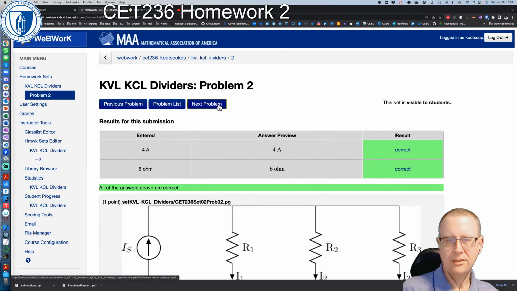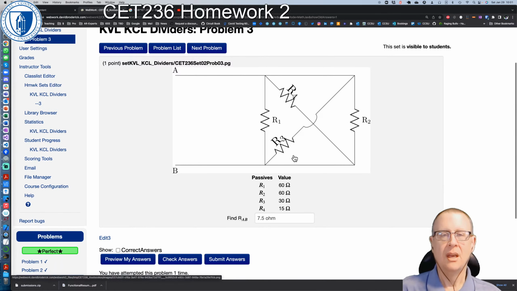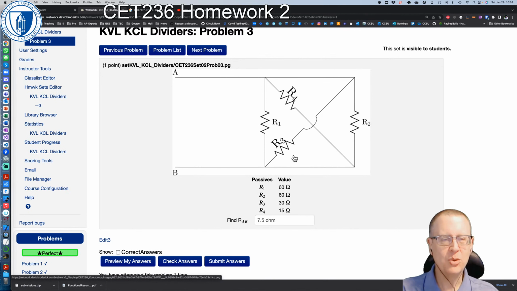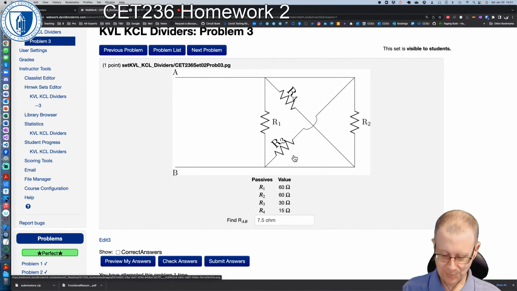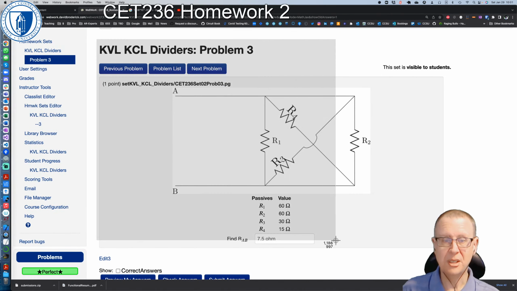Okay, let's have a look at problem 3. Ooh, this is a bit of a tricky one. It's relatively straightforward once you... Let's try and grab the problem number as well. I should have done that before.